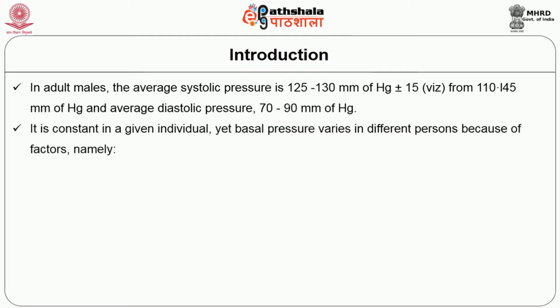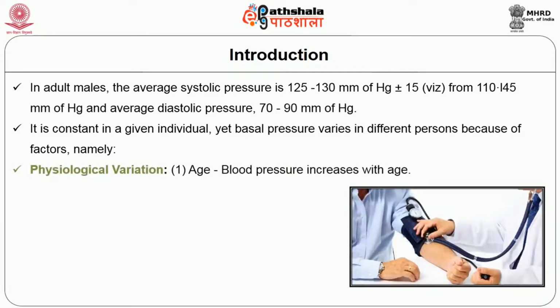Although it is constant in a given individual, basal pressure varies in different persons because of several factors, called the physiological variation. To begin with, age is a very important factor. Blood pressure increases with age.